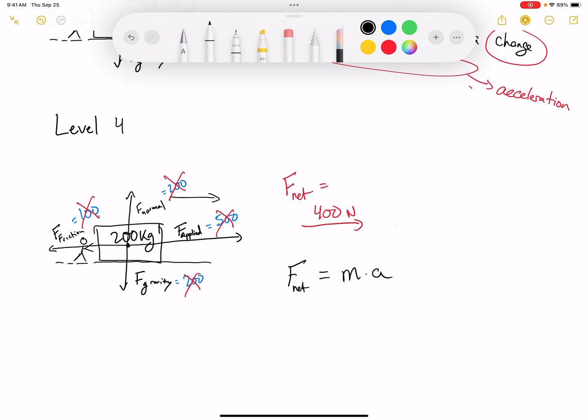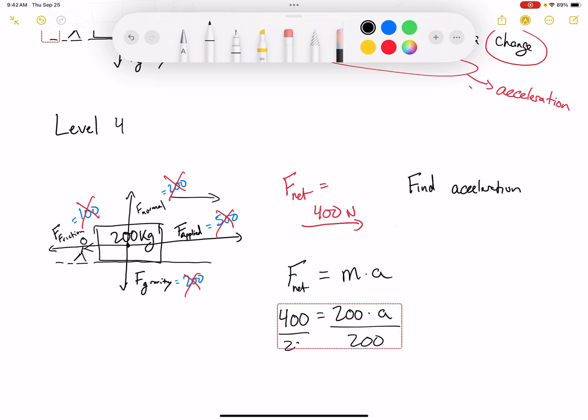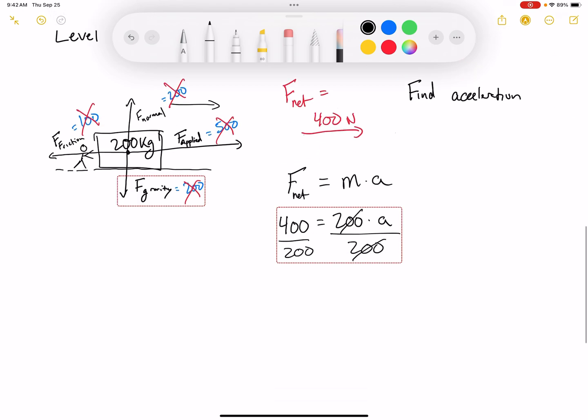Now I'm going to take this and plug some numbers in. I know that my net force is equal to 400, and I'm going to set that equal to the mass of my object, which is 200. I got that from the size of the box, and I'm going to multiply that times some value of A. So if I want to find the acceleration of the box, we are going to divide both sides by mass, 200. On this side, this cancels out. And what I will wind up with is 400 divided by 200 is 2, and that is going to be our value for A.